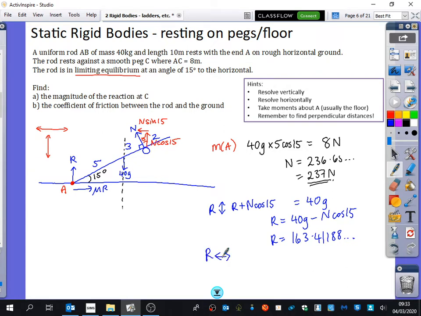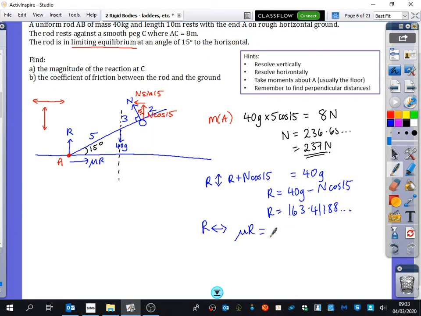Now I'm going to resolve left and right. Sarah, would you tell me what the left and right forces are? Mu R equals N sine 15. So we can now see that mu is going to be equal to N sine 15 divided by R. I've got the value of R here and the value of N up here, so I can type it straight into my calculator. So 236.65 sine 15 divided by the value of R, which I hope is the one stored in my calculator. And I think you get that mu is 0.375 to 3 significant figures.